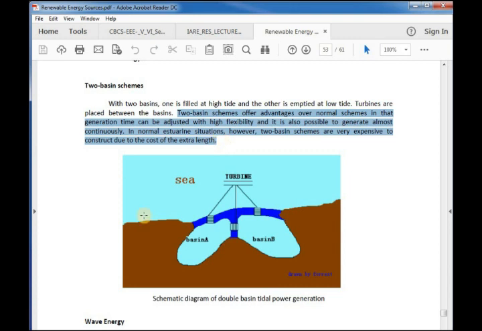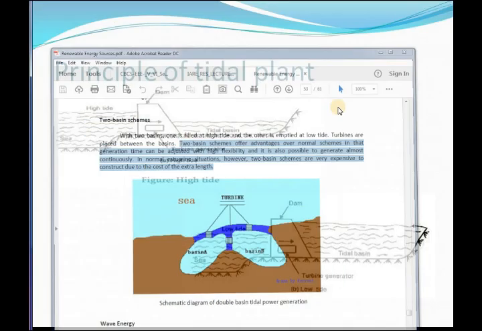How does continuous generation take place? When high tide is there, basin A would be working and the turbine would be working, and the generation of power would be taking place. And when there are low tides, basin B will be working, and its turbine will be working, and the power will be produced. So now, if you see here, both the basins are working simultaneously.